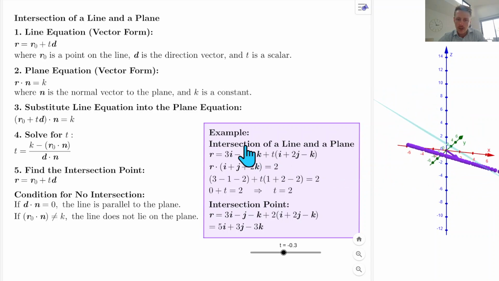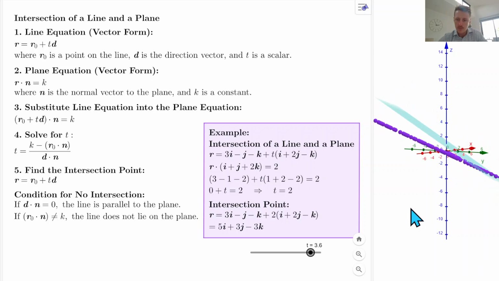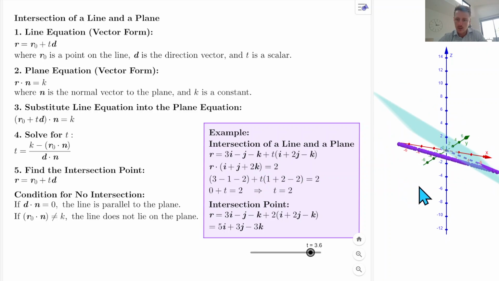So we've got an intersection of a line and a plane. We've got this line equation, 3i minus j minus k plus t multiplied by i plus 2j minus k, which again is this purple line that's been drawn out in space. And our plane for this example is the dot product between r and i plus j plus 2k equaling 2. And that's what's in blue.